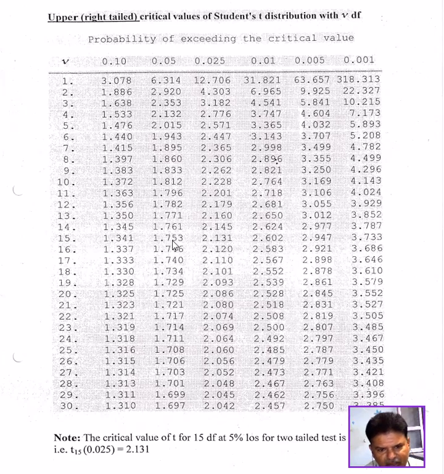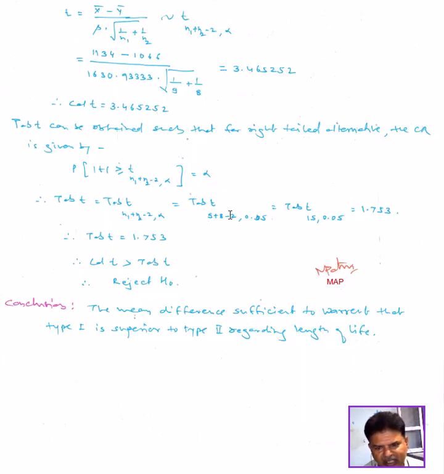So 15 and 0.05 is how much? See, this is 1.753. Yeah, this is the value 1.753. So this I have taken from the table. So what is calculated T? Calculated T is 3 point something and table T is 1 point something.